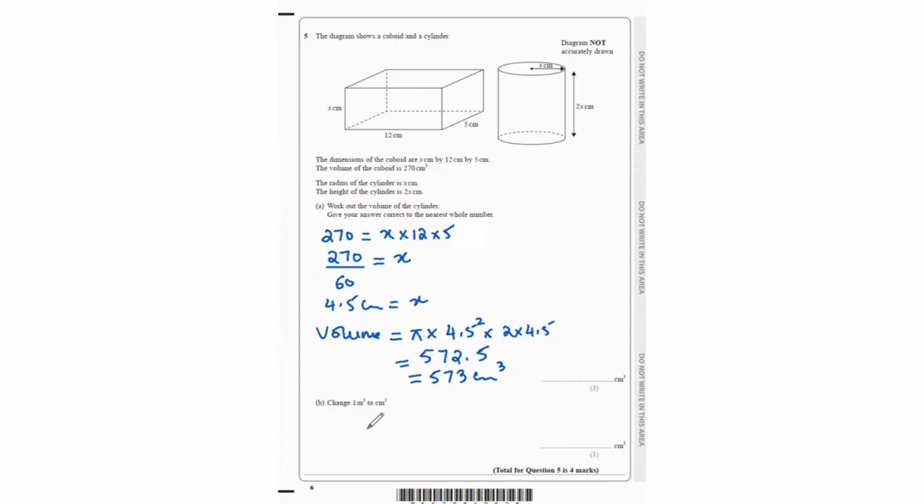Change 1 meter cube to centimeter cube. 1 meter is 100 centimeters. So for 1 meter cube, we multiply 100 by itself 3 times. So that's going to be 1,000,000 centimeter cube. That's 1 meter cube in centimeter cube.